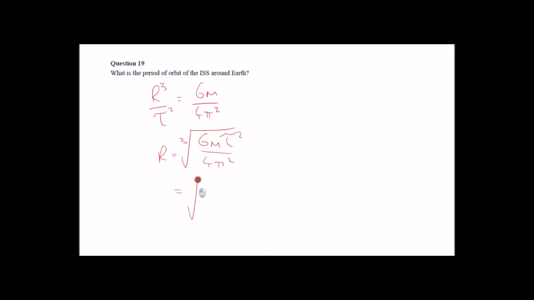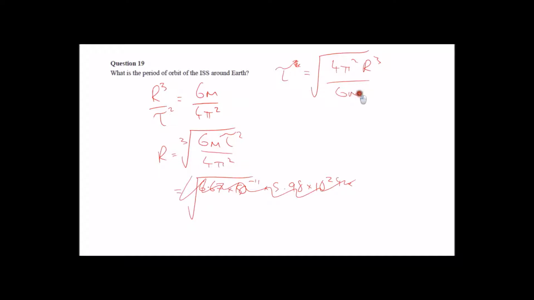Now, what we're talking about here is the mass of the Earth, which is 5.98 times 10 to the 24. Now, I've done this completely wrong, haven't I? Because we're trying to find the period, excuse me. So, in fact, I've got to rearrange this again. The period is going to be the square root of 4 pi squared r cubed over GM.